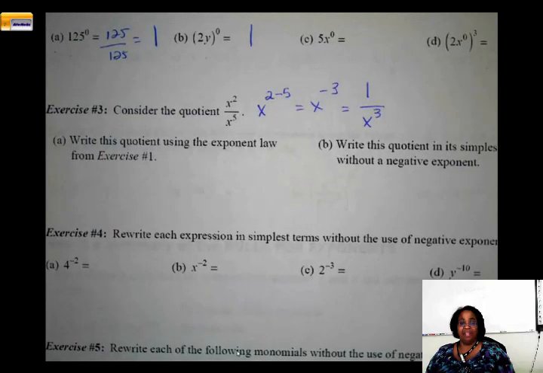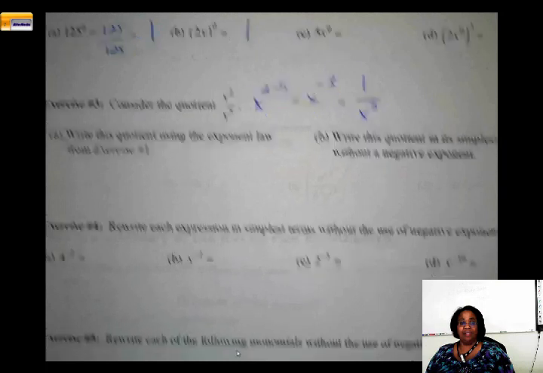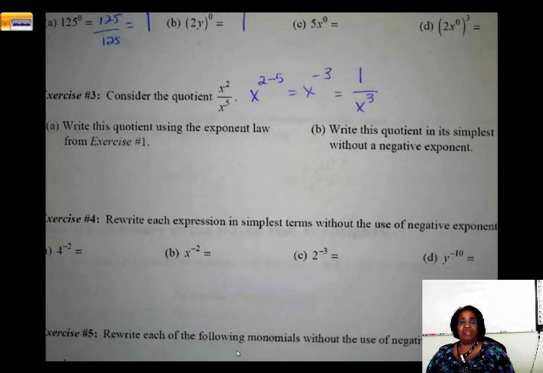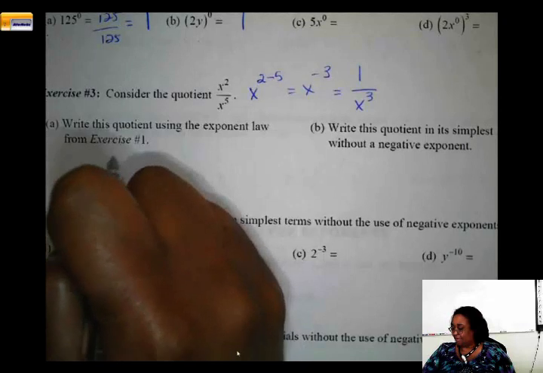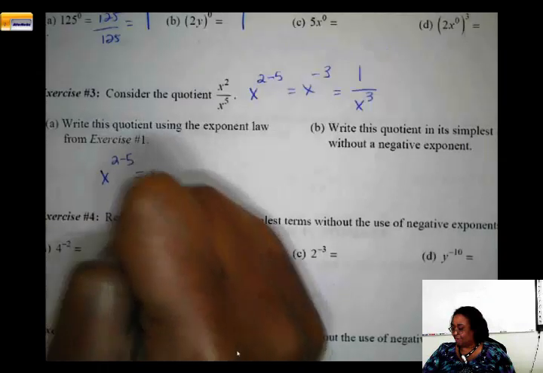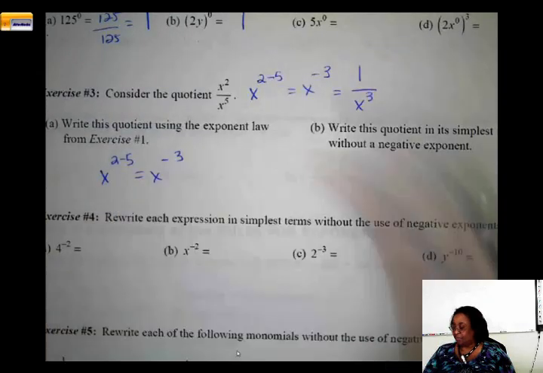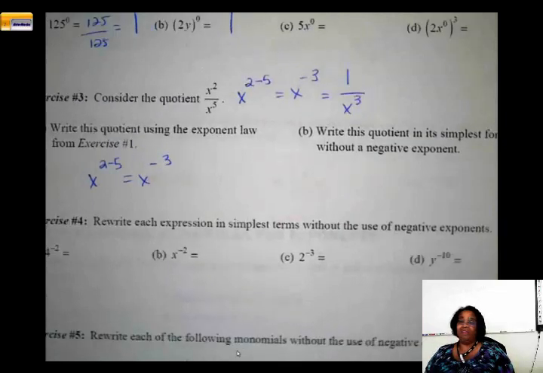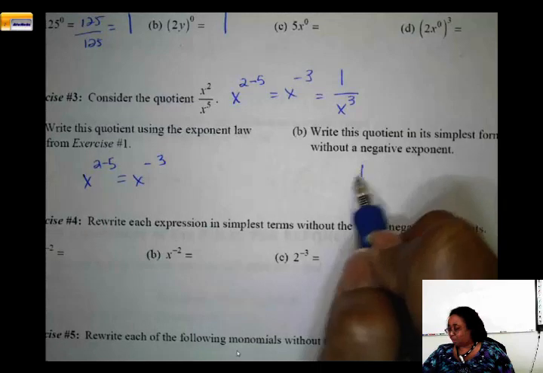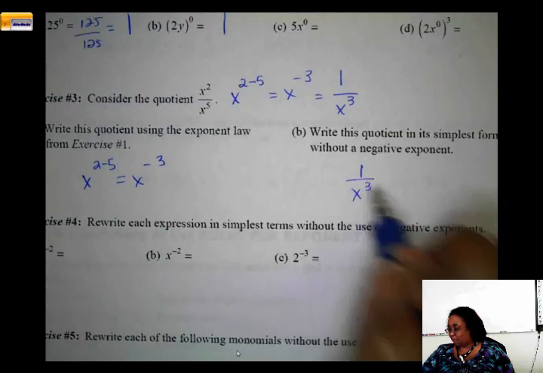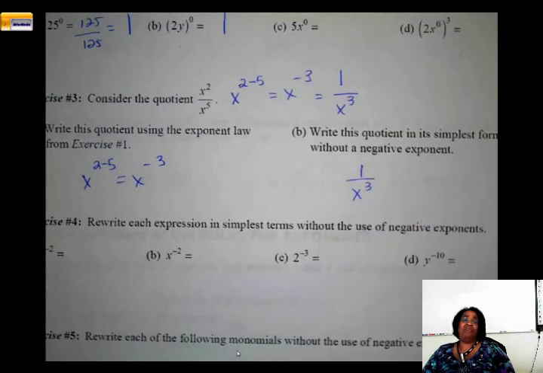Number A says, write the quotient using the exponential law from exercise 1. Well, we did that. That's this part here. X to the 2 minus 5 equals x to the negative 3. We already did it when we did it. Then write it without a negative exponent. We already did that part too. You just write the inverse of x to the negative 3.